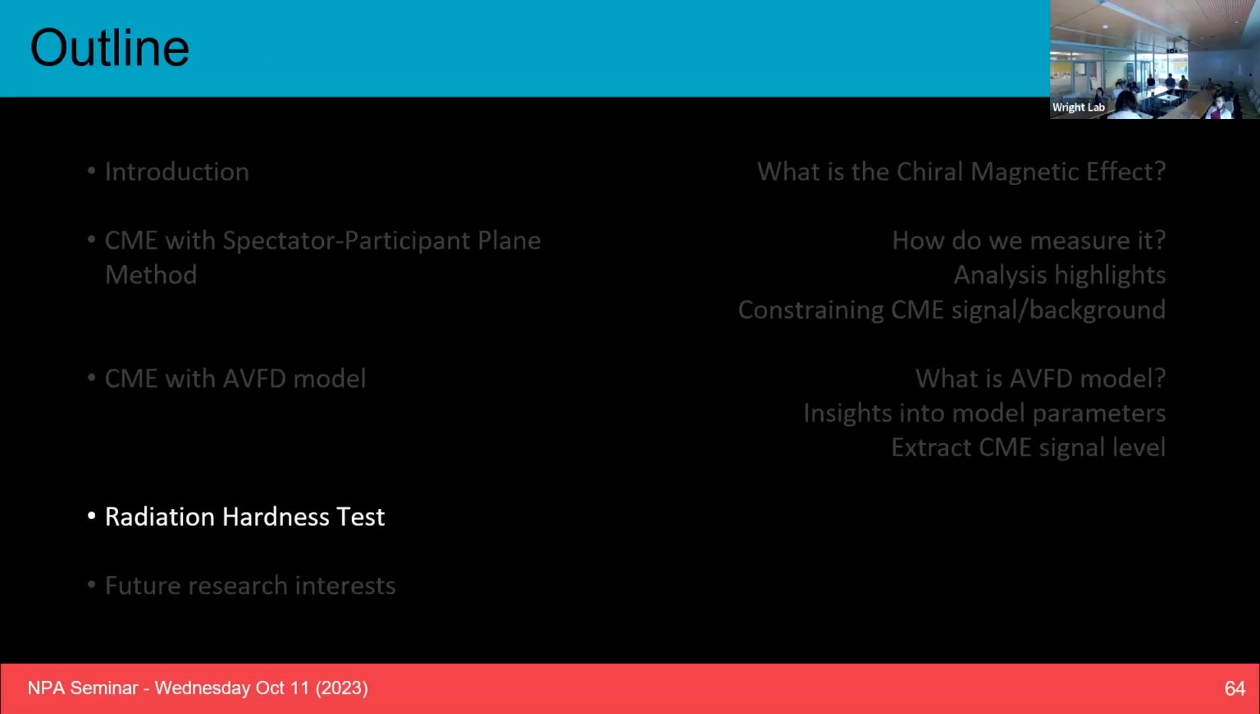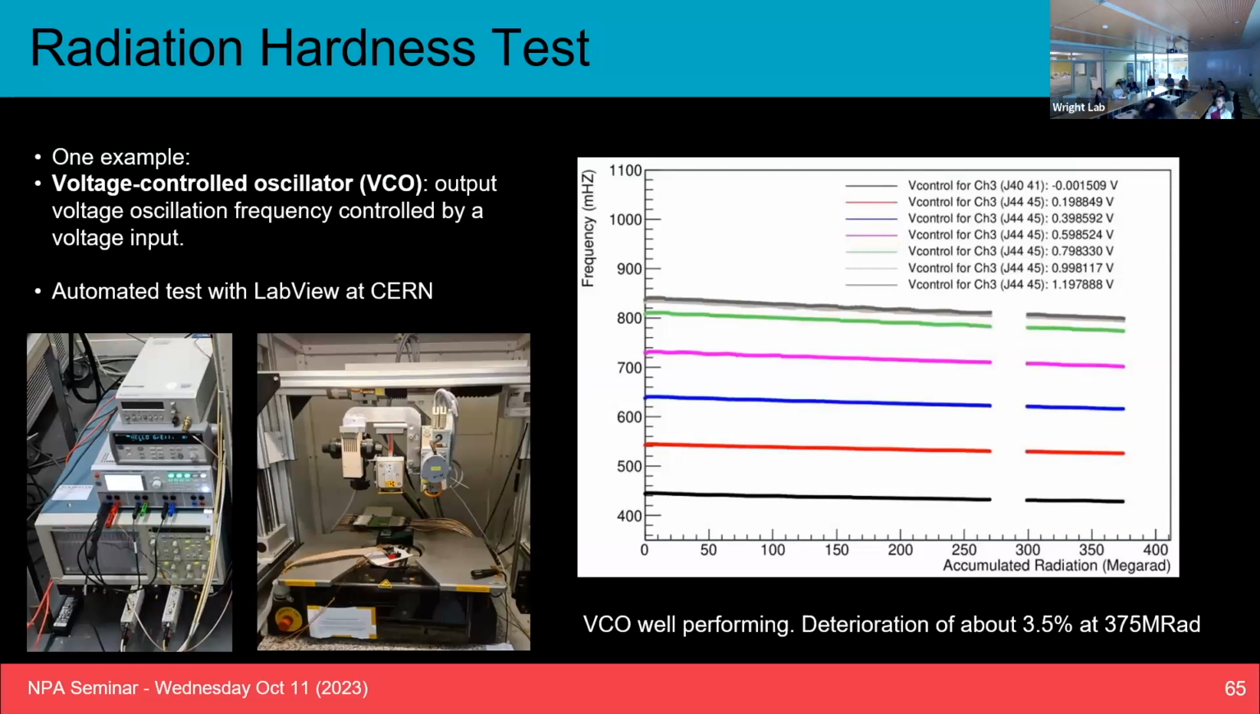Okay, so this is one slide just talking about this radiation hardness test, and I'll give an example. This is one of the chips designed at Nikhef, called a voltage controlled oscillator. This chip outputs a voltage oscillating with a frequency which you can control with the input voltage. The point is to test it for radiation hardness. What I did was learn to use LabVIEW and control all this kind of equipment.